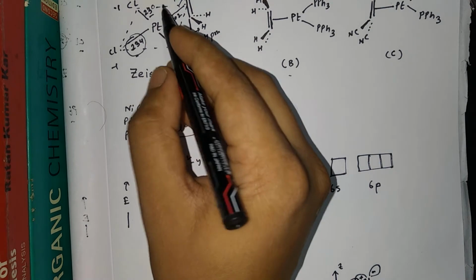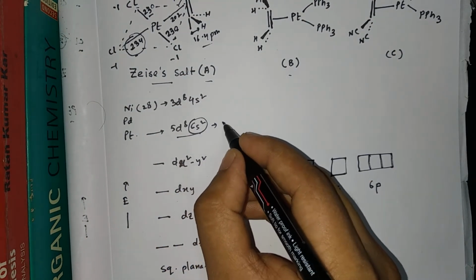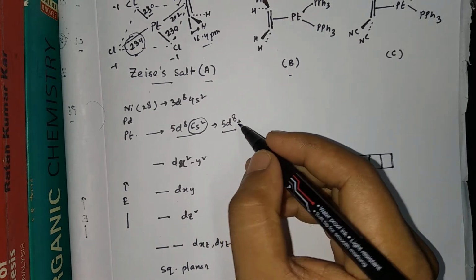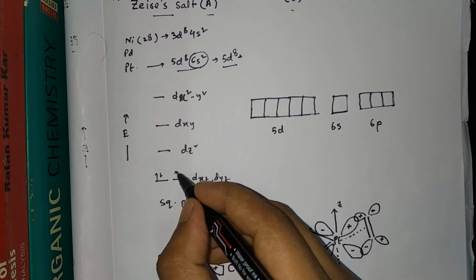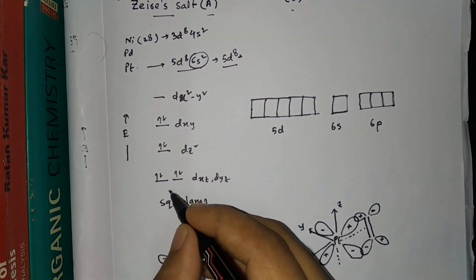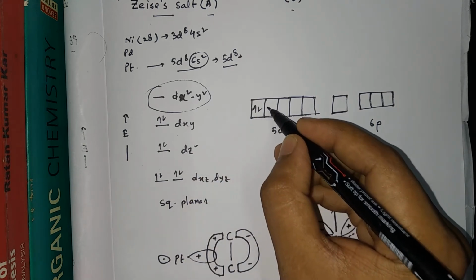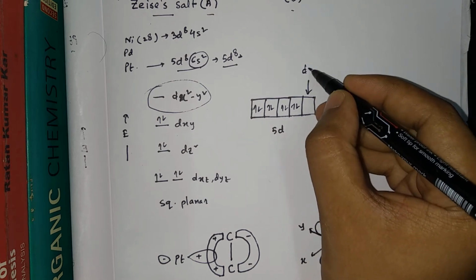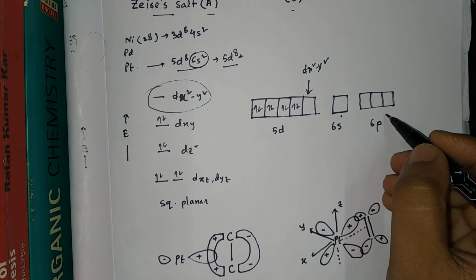Now here platinum is in the +2 oxidation state, and hence the two s electrons go and the 5d orbitals remain, so 8 electrons are there. How will these 8 electrons distribute in the square planar complex? This is the d orbital splitting, and if we put in the 8 electrons, then the dx2-y2 orbital is vacant. And 6s is vacant and 6p is vacant.